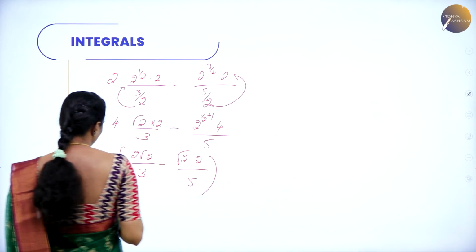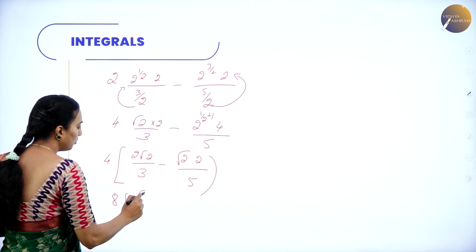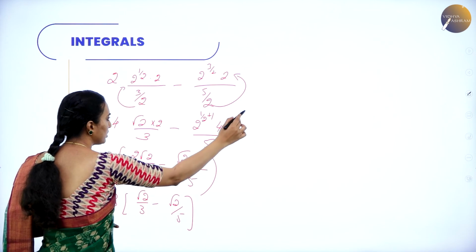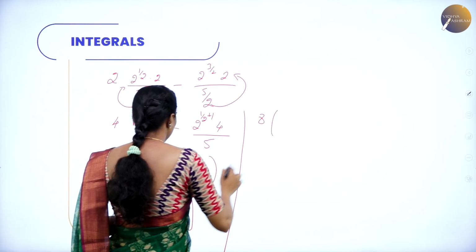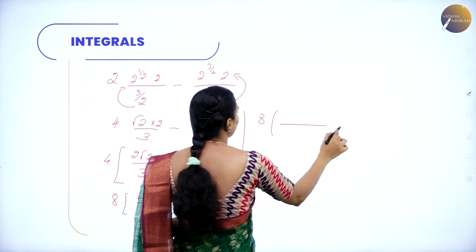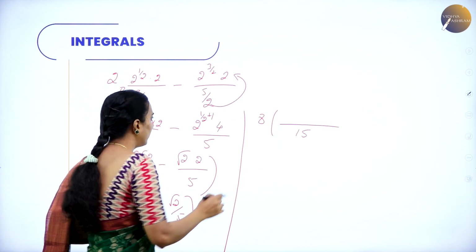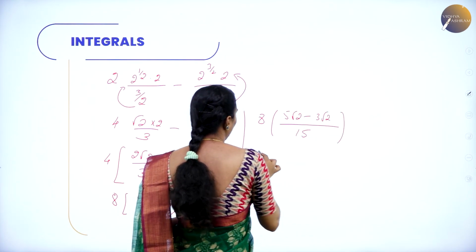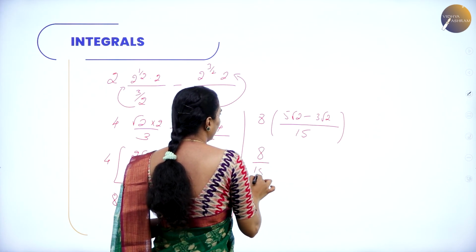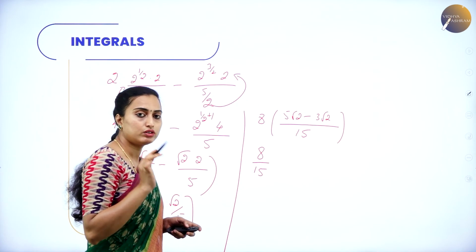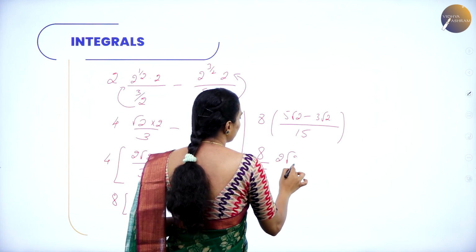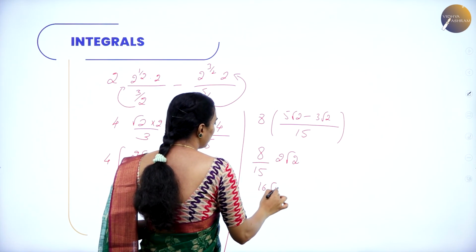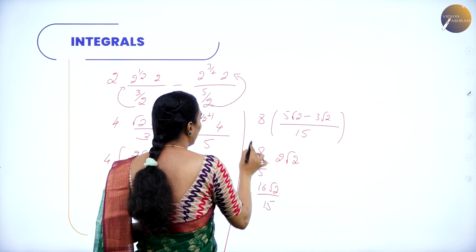So here 2 also can be taken outside. So 8 will become, so root 2 divided by 3 minus root 2 divided by 5. Further simplification gives you the answer 8 into, you can take the LCM, which is nothing but 15. So here it will become 5 root 2 minus 3 root 2. So the answer is 8 divided by 15 into 5 root 2 minus 3 root 2, which is nothing but 2 root 2, right? So 2 root 2. So again you can multiply, 8 2s are 16. So 16 root 2 divided by 15. And this is your final answer.